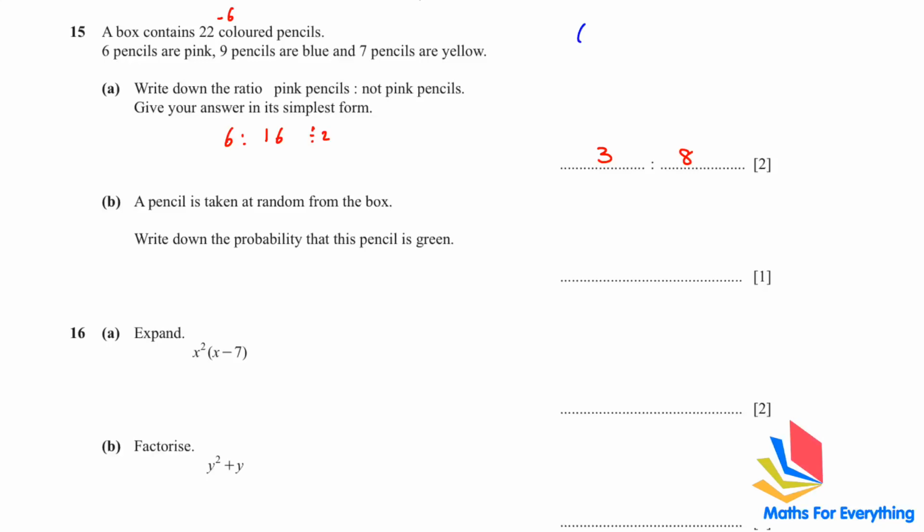Or you could put in the calculator 6 over 16, and you will get the answer 3/8, which can then be written as a ratio.